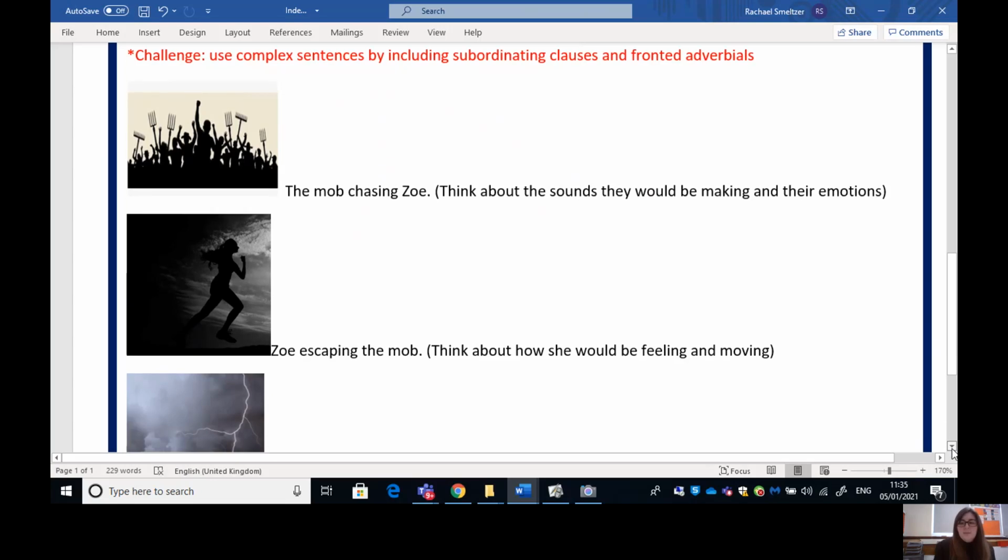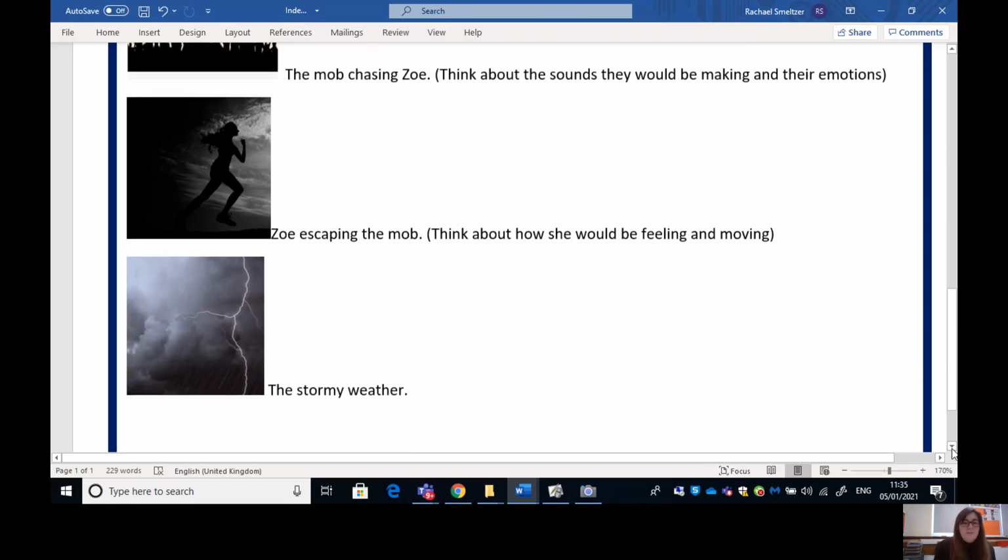And then the third one is one similar to what I've done, the stormy weather. So you might think about the clouds, the lightning, the rain. It could be hail, imagine the wind. Again, think of the sounds as well, not just the feel and the temperature too. So hopefully that is enough for you to go off for your writing.